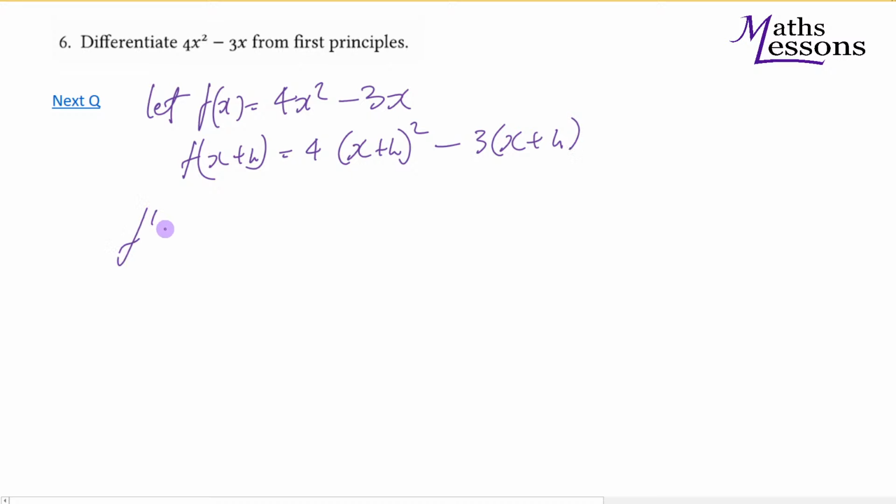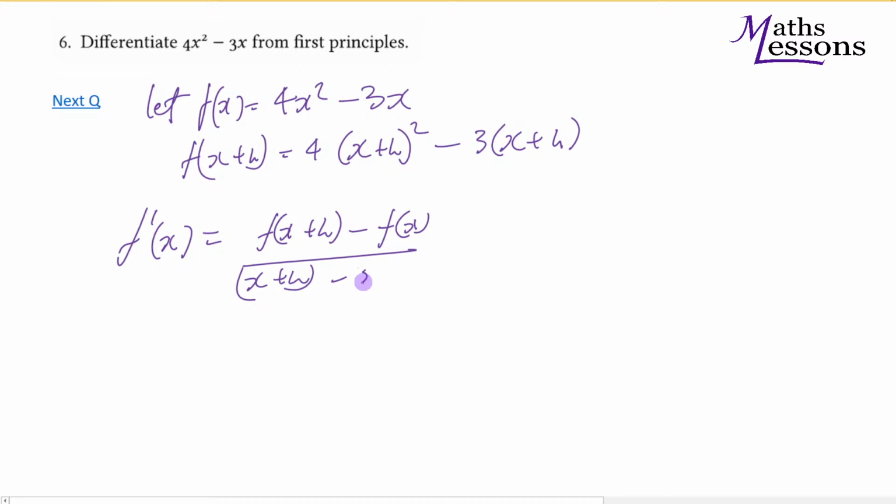So f dashed of x will equal f of x plus h minus f of x, all over x plus h minus x. So f of x plus h is equal to all of this. So let's just multiply this out while we're doing it. So we get 4x squared plus 8hx plus 4h squared minus 3x minus 3h.